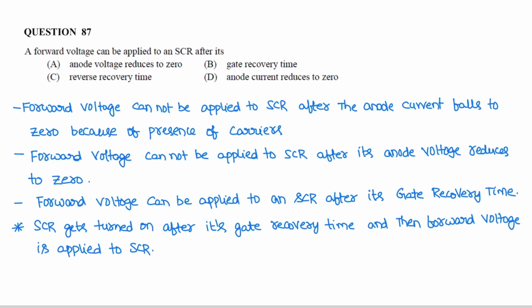Forward voltage that can be applied to SCR after gate recovery time. So forward voltage cannot be applied to SCR after anode current falls to 0. If anode current falls to 0, then we should not apply forward voltage because of presence of carriers. Forward voltage cannot apply to SCR after its anode voltage reduces to 0. This is also wrong. Forward voltage can be applied to SCR after its gate recovery time. SCR can be turned on after its gate recovery time, and then forward voltage is applied to SCR. Correct option is B.